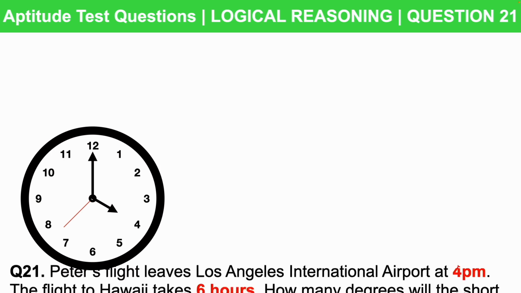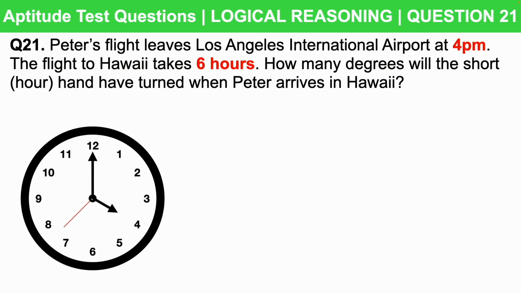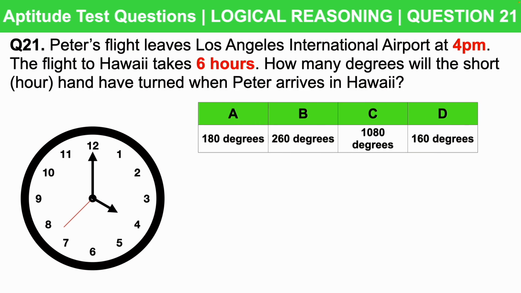So the question is this. Peter's flight leaves Los Angeles International Airport at 4 p.m. The flight to Hawaii takes 6 hours. How many degrees will the short hour hand have turned when Peter arrives in Hawaii? Here are your answer options. Is it A, 180 degrees, B, 260 degrees, C, 1080 degrees, or D, 160 degrees?